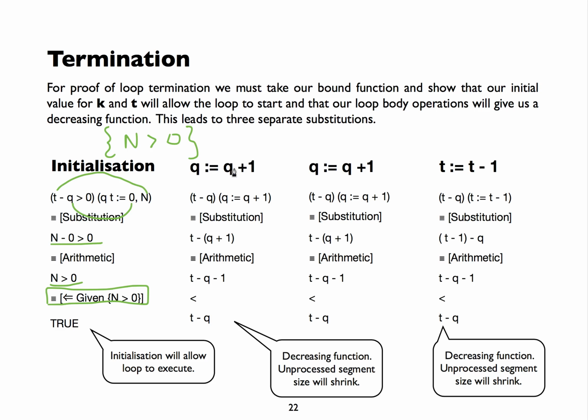The next part of termination is to look at what happens to the variables that control the loop in the loop body. Now, again, k doesn't play a role for controlling the loop and it's not part of the bound function. So it doesn't really matter what happens to k. What matters is what happens to q and t. So there are 3 cases. Each case we went through previously. So if it's a 0, if it's a 1, or if f.q is a 2.